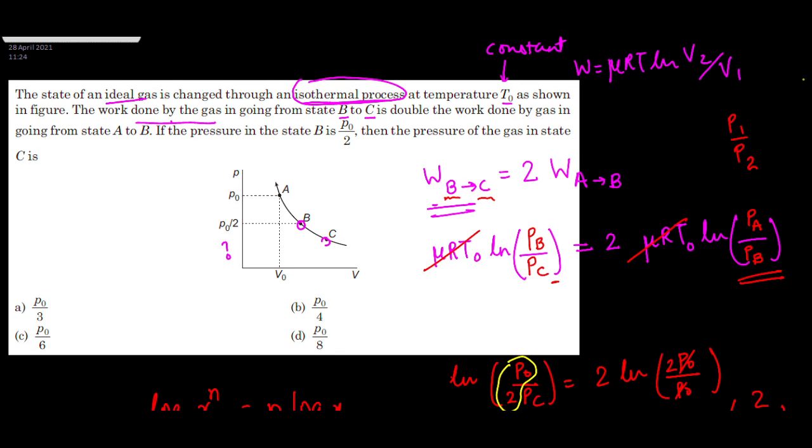Right. So now we are going over to the next concept. Hopefully you like to solve these questions. Let's go to the next concept. Okay. The next concept is cyclic process.